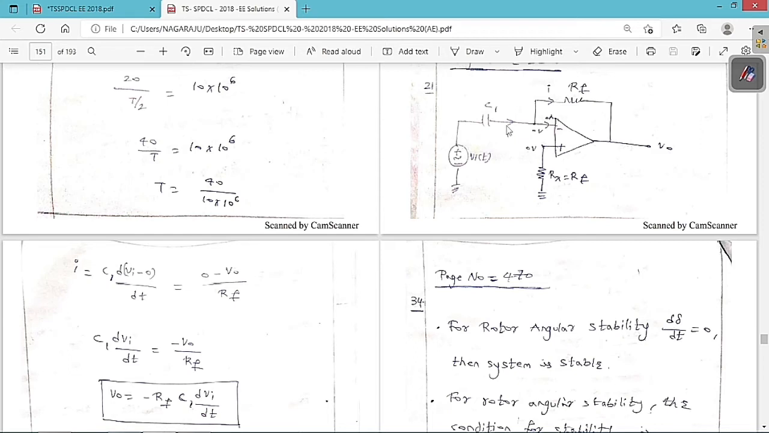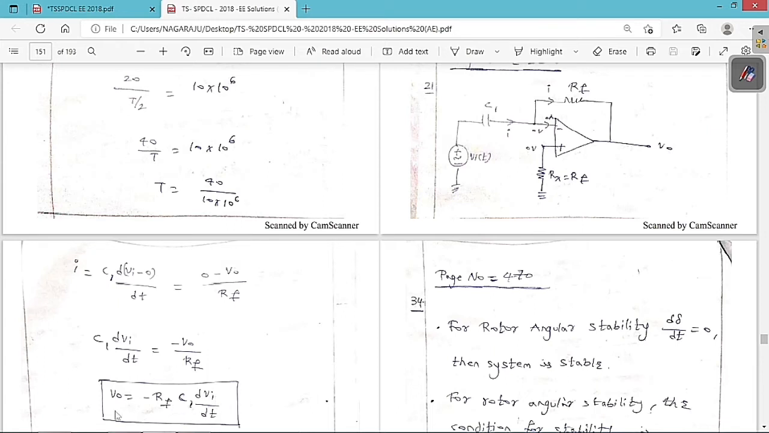Then what is the value of I? The current in the capacitor is I equal to C dV/dt. The voltage difference is Vi(t) and 0. So I is equal to C1 into d(Vi(t) minus 0)/dt, and the same current here is (0 minus V0) by Rf. If we equate these two equations, we get C1 dVi/dt is equal to minus V0 by Rf. So V0 is equal to minus Rf into C1 into dVi/dt.